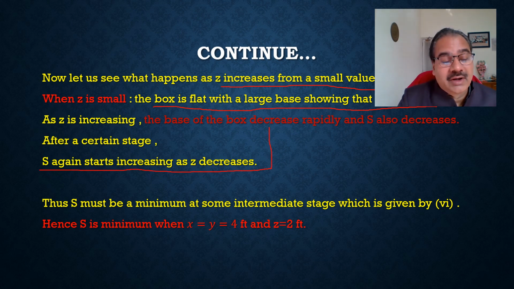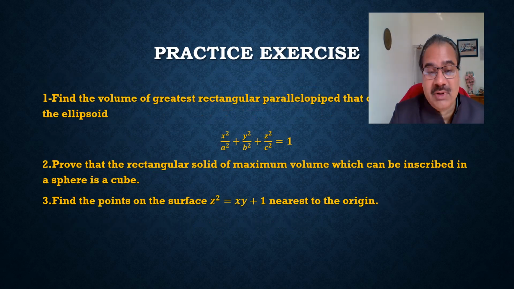Without doing it, this is not easy to understand. So you look and realize what we have written here and how it matches the previous equations. Thus, S must be a minimum at some intermediate stage, which is given by equation 6, and hence you may conclude that S is minimum when x is equal to y is equal to 4 feet and z is equal to 2 feet. So this is the inference from the problem.